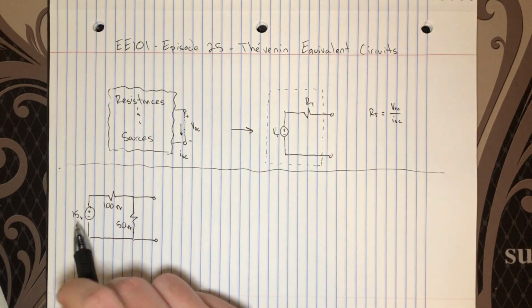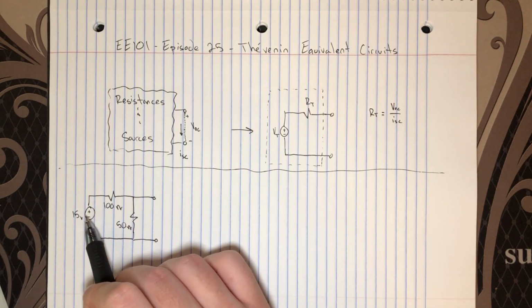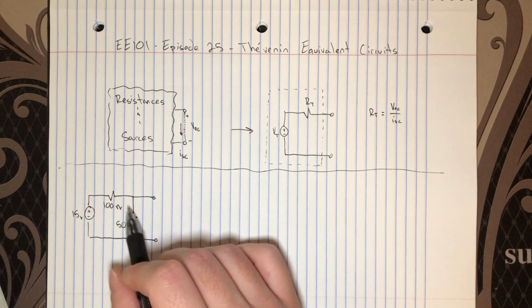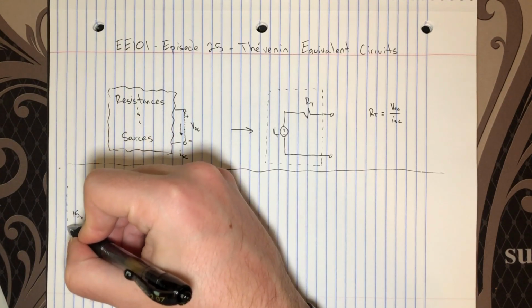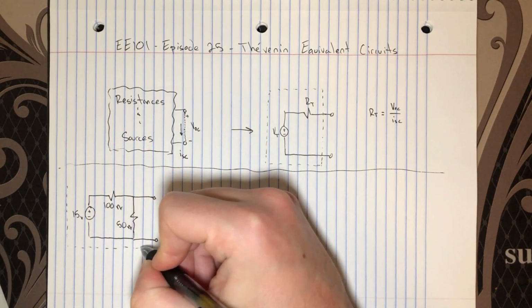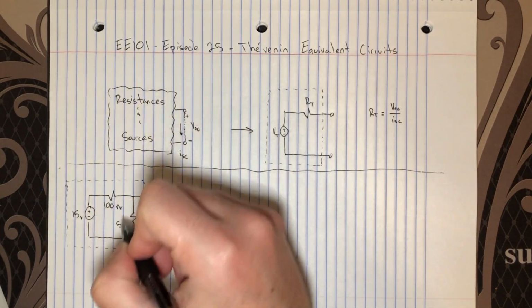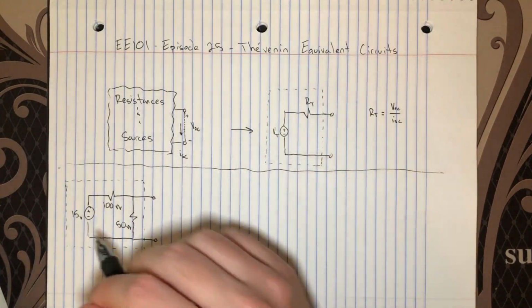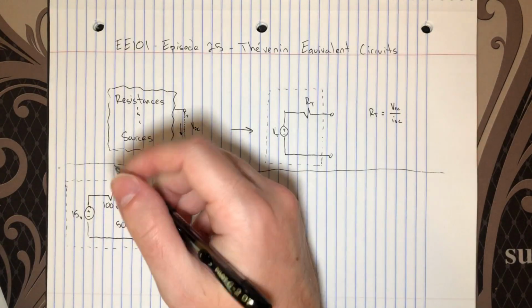So let's say you have an original circuit that looks like this. We have a 15 volt independent voltage source with a 100 ohm resistance and a 50 ohm resistance like this. And just for clarity, I'm saying like this in the dashed lines is our resistances and sources. This is our original circuit. And this is the big messy monster, let's say, in here that we don't want to deal with, right?